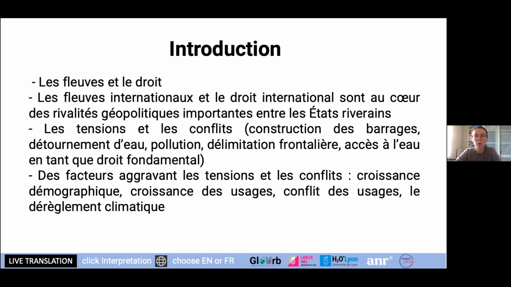There are many conflicts linked to the building of dams or diversion of water, pollution of water, and access to potable water as a fundamental right. There are factors that increase these tensions and conflicts. We've already mentioned some earlier on: demographic growth, growth in uses, conflicts of use, the effects of climate change.